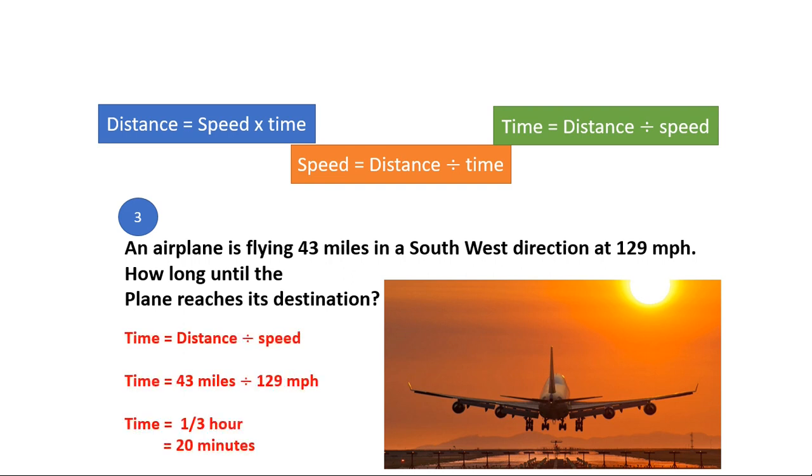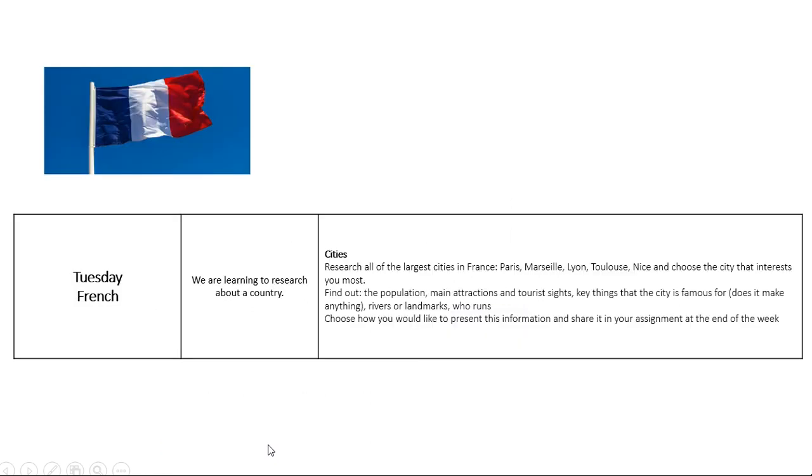Okay, so we wanted to know the time. Time is equal to distance divided by speed. You probably needed your calculator for that one, and that's okay. 43 miles divided by 129 miles per hour is equal to 1/3 of an hour, or 20 minutes. Now, as I said, that was a tricky example.